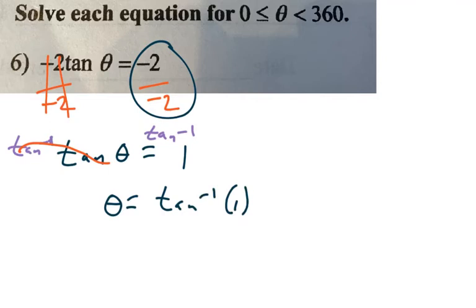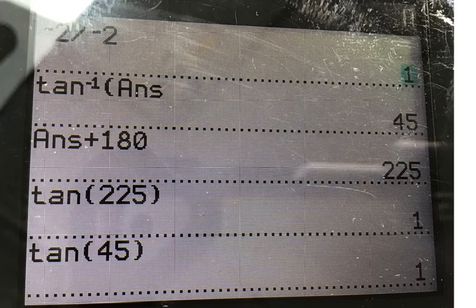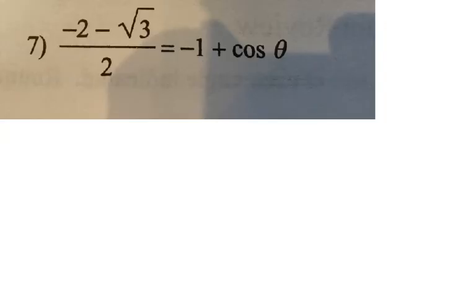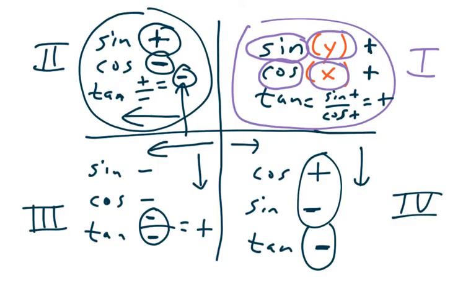And here's where your teacher should allow you to use a calculator. And we're going to use a calculator to figure this one out. We want to do the tangent inverse of 1. Here we go. Let me find my calculator. So notice, -2 divided by -2 is 1. And when I do the tangent inverse on the answer, which is 1, I get 45 degrees. So one of my answers is 45 degrees. But there is a big but here.